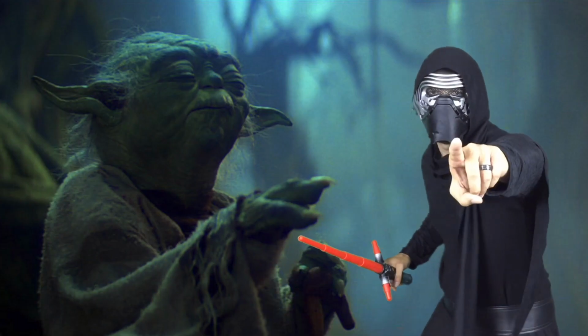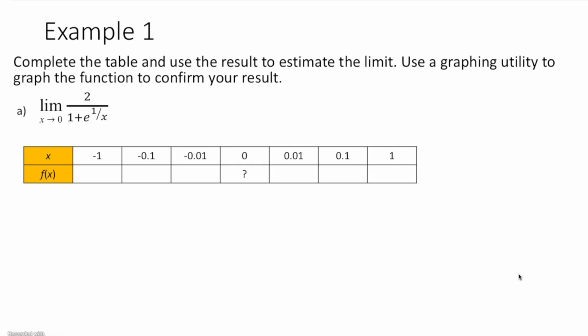It's example time. Now example 1 says complete the table and use the result to estimate the limit. Use a graphing utility to graph the function to confirm your results. So here we have the limit as x approaches 0 of this particular function right here. And again, we're taking the limit as x approaches 0.